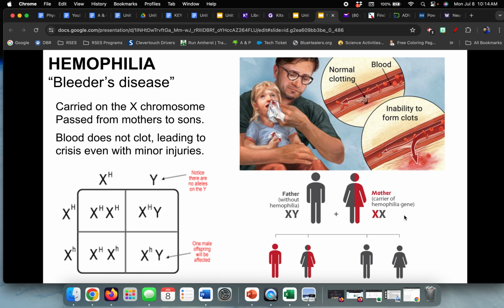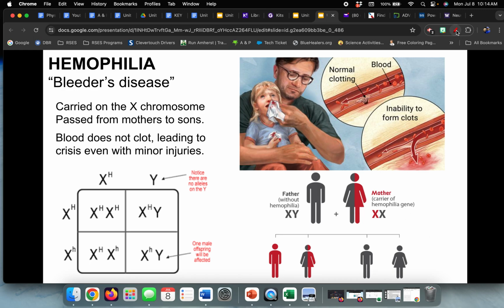All right, hemophilia, also known as bleeder's disease. This is a trait that's carried only on the X chromosome, so it's passed from mothers to sons. The blood doesn't clot much at all, if at all, which leads to a major crisis. Little things like a bloody nose or a scrape on the knee are bad because the blood won't clot, so it can bleed and bleed and bleed.